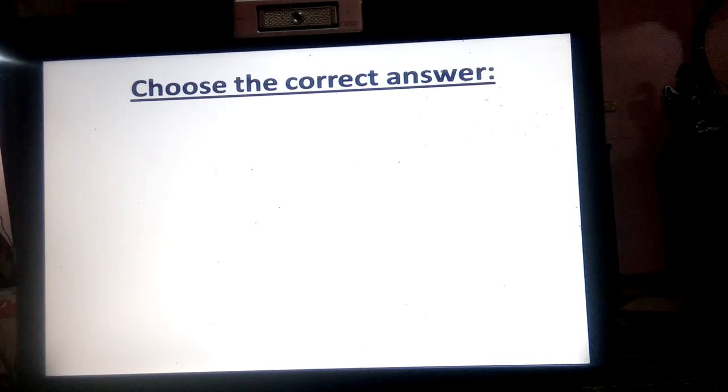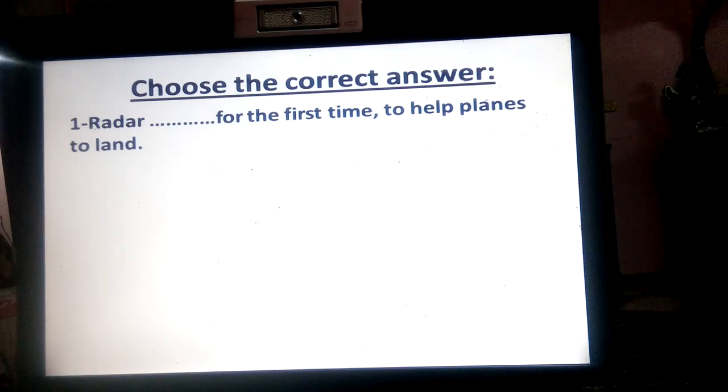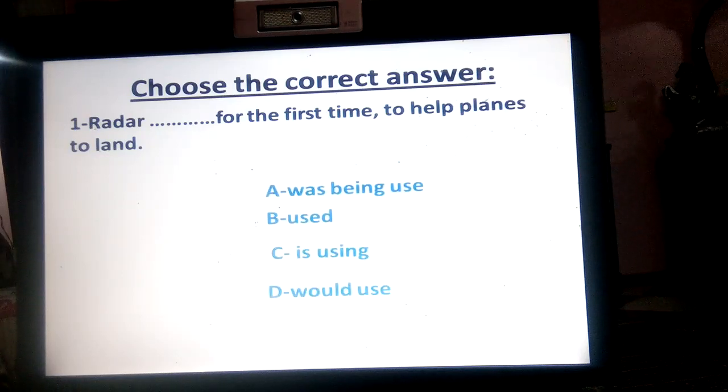We'll check understanding with some questions. Please take care and try to think of the answer before it appears. Choose the correct answer. Radar for the first time to help planes to land. Radar was being used for the first time to help planes to land. Radar is non-human, so we use the passive. The only verb in the passive is was being used. There is a D missing here, should be was being used. Okay.